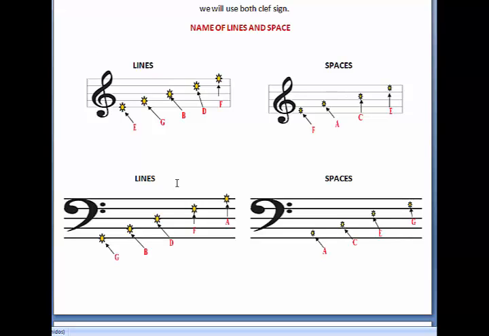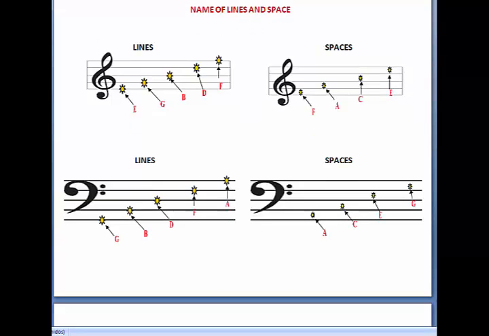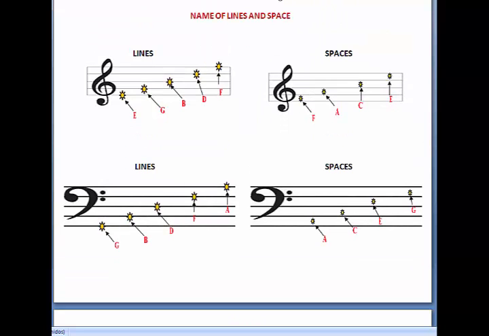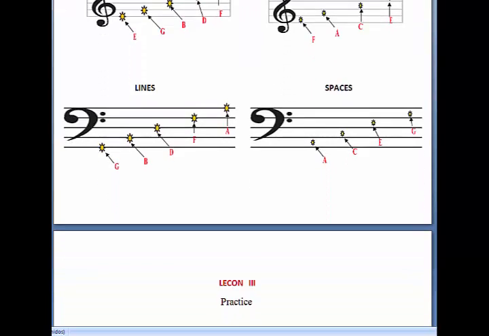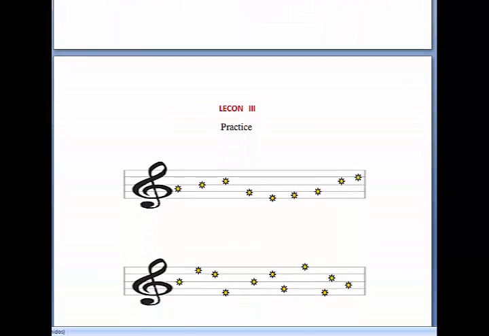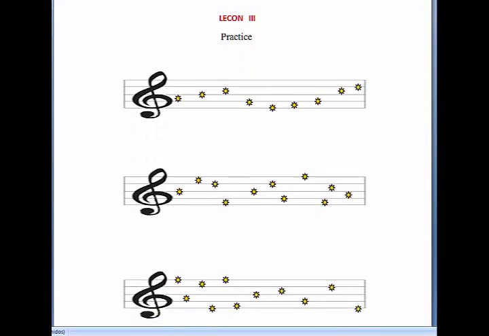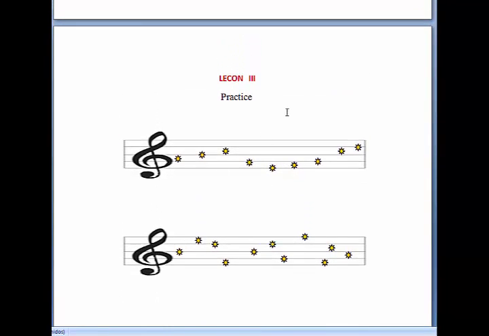Study your G clef. Now, how to practice G clef in order to know very well your spaces and lines in G clef. As I told you before, spaces and lines are where you write the notes. You're gonna see that in the next theory class. Now let's go, how to practice G clef. Lesson 3, Practice.